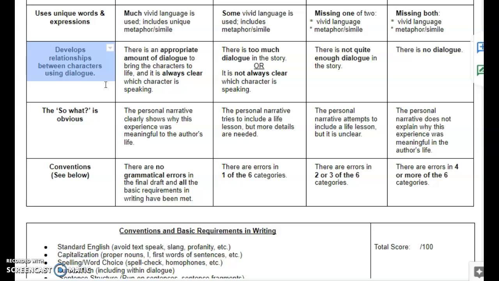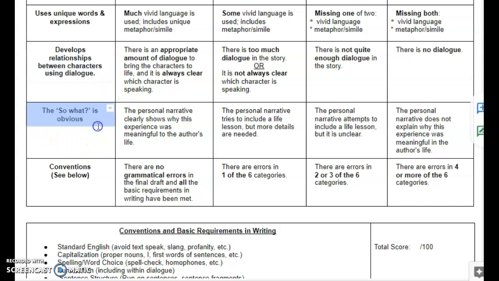Develop relationships between characters using dialogue. We spent a fair amount of time on dialogue as well. So make sure that your dialogue is in there. It's very clear who's talking. There's an appropriate amount of dialogue so that we get to know the characters in your story, or your narrative, I guess. And make sure that there are quotation marks around what the people are saying. You start a new paragraph with every new speaker, that kind of thing.